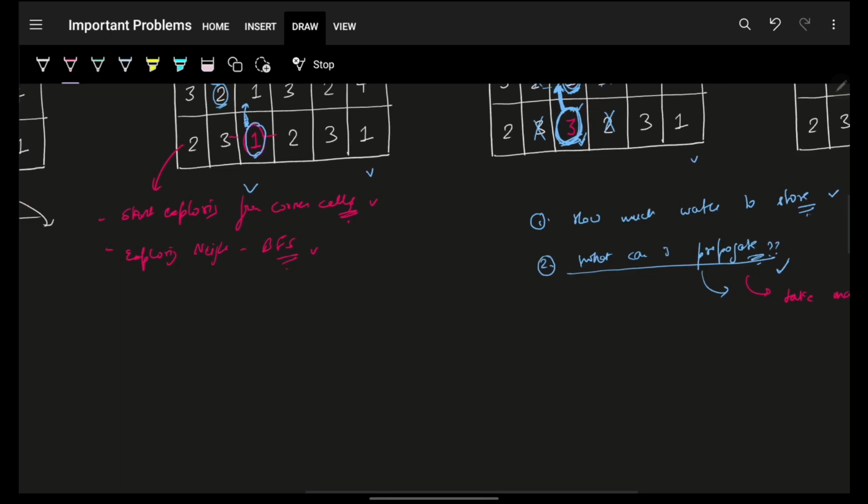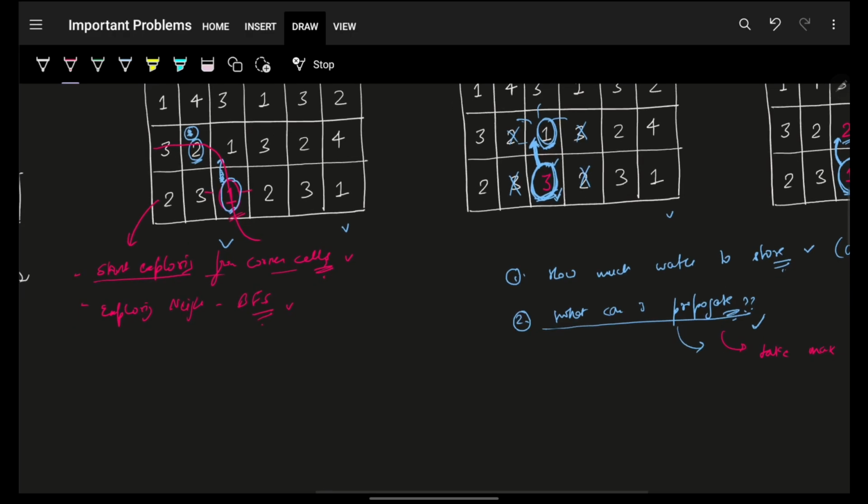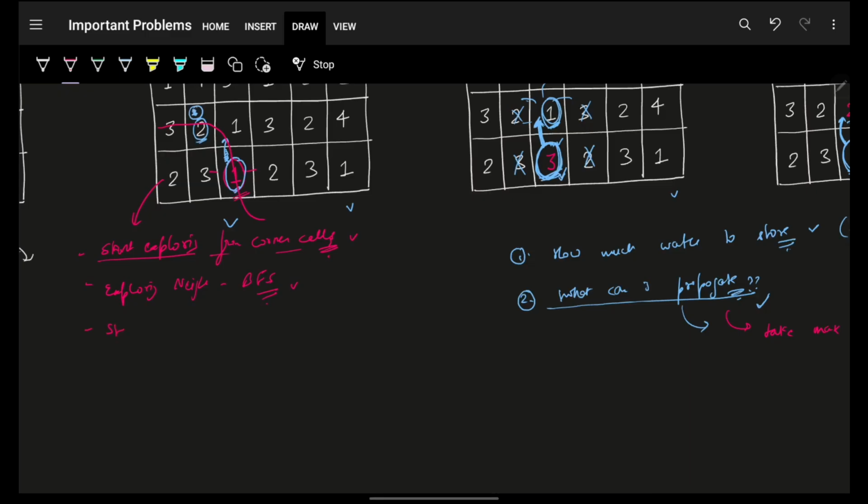With all these observations, there's one last observation. You said that you will start exploring from the corner cells. There are all these cells as the corner cells. The question is, which one will you start exploring from? Now, you might argue any cell. I will say no, because the capability to drain the water out is with the lowest height cell. Thus, I have to start exploring from the lowest height cell first.